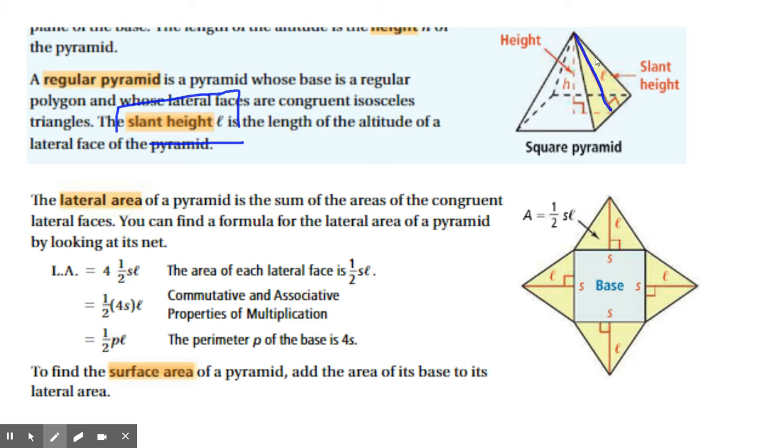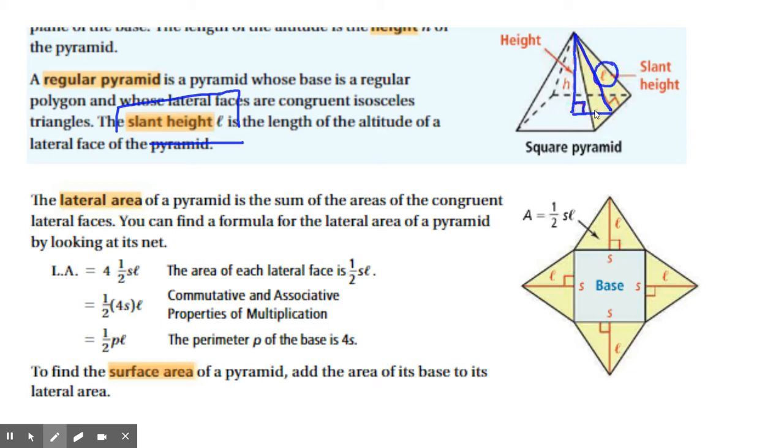This slant height is the height of this triangular face. Remember that these pyramids have lateral faces that are triangles. And to find the area of each of those triangles, you have to have the height. All right. Now, a lot of times they give you the height of the pyramid. So what you'll have to do is create this right triangle, as you can see I'm doing, to find the slant height.